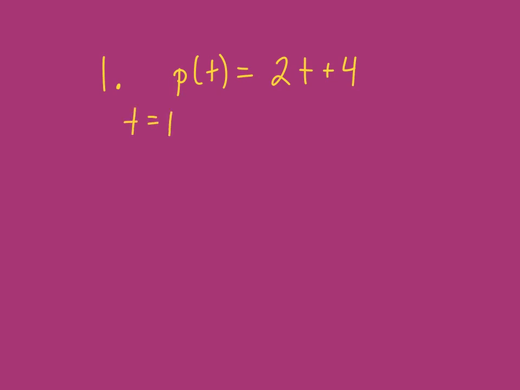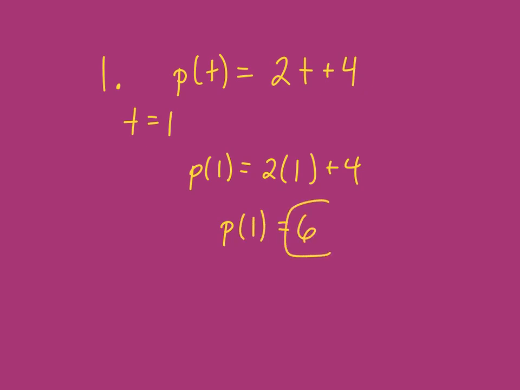So when t equals 1, what does P of t equal? Literally all you're doing is plugging in. So P of 1 equals 2 times 1 plus 4. What's 2 times 1? 2 times 1 is 2, plus 4 is 6. So your answer is just 6. That's it. It's the same thing we did today. They're just throwing in different letters and different numbers, okay? We're going to do one more.